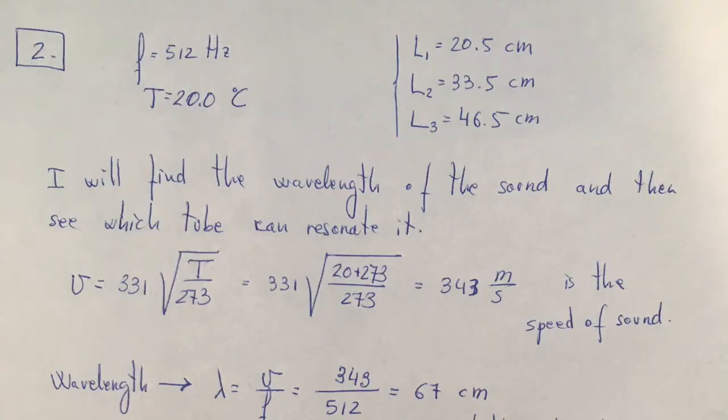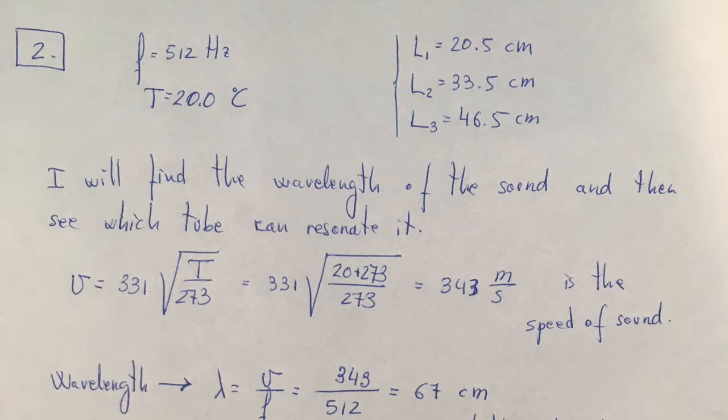Okay, so let's find first the wavelength of this sound. On the velocity, we know that the velocity is just 331 times the square root of T over 273, where T is the temperature in kelvins. So if I substitute that 20 Celsius into that expression, I find that the speed of sound there is 343 meters per second.